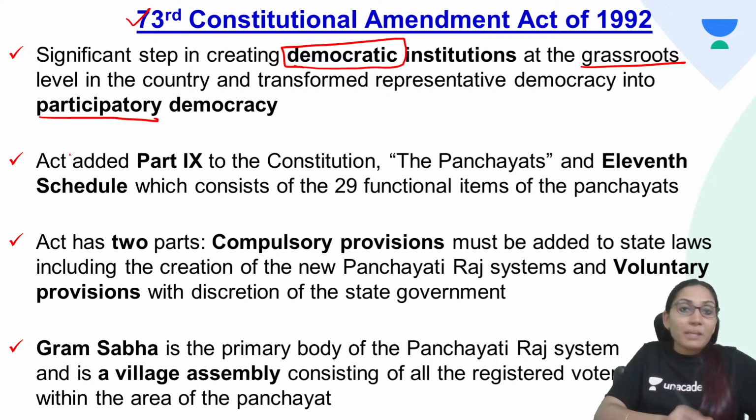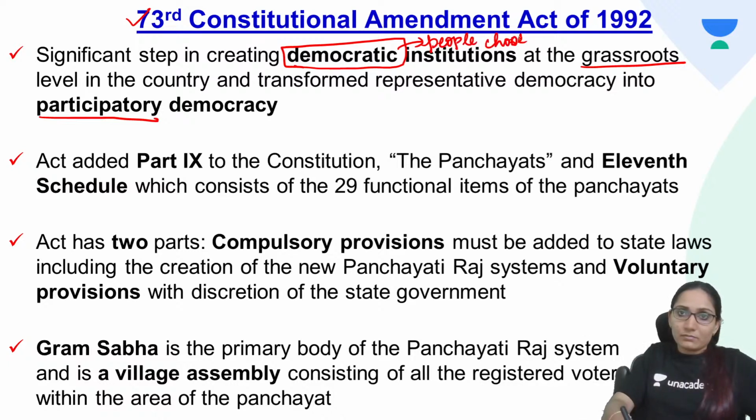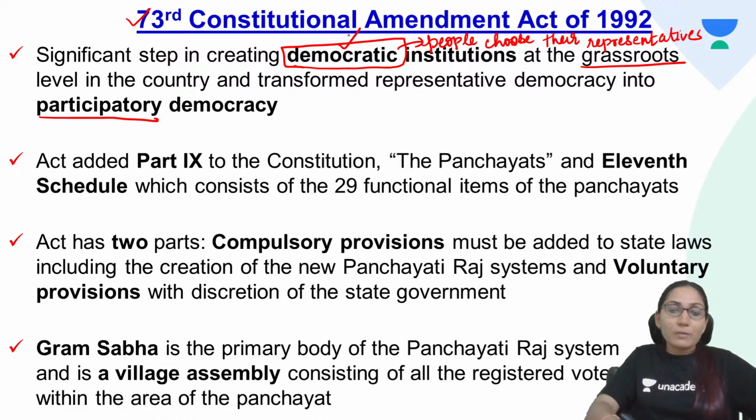Three points are important here. How they become democratic institutions. Now, what is democracy? Democracy is when the people choose their representatives. So when people choose their representatives, it becomes a democratic institution.